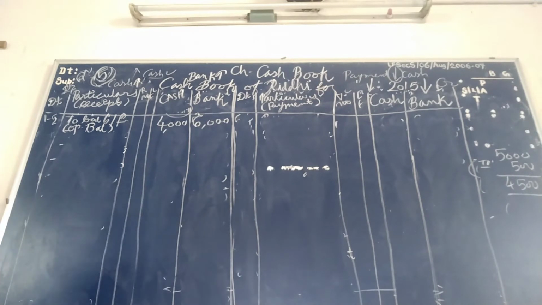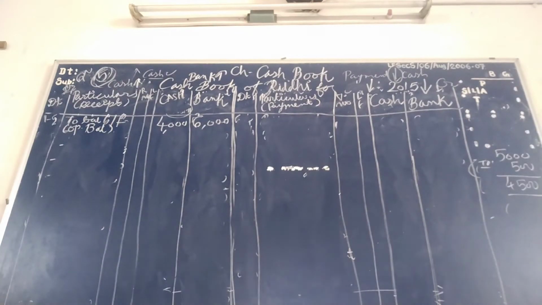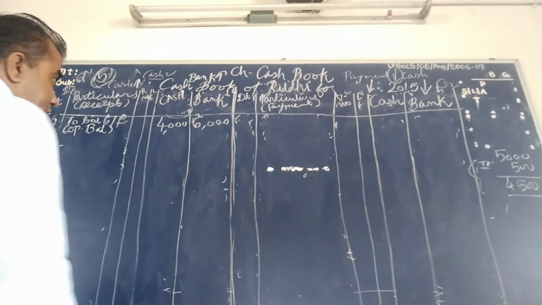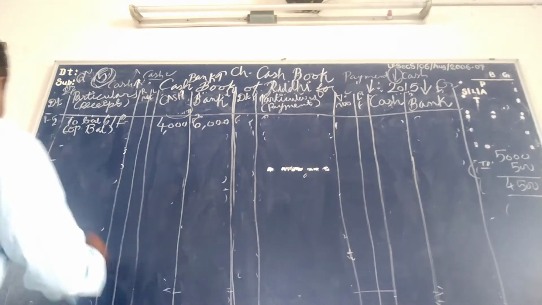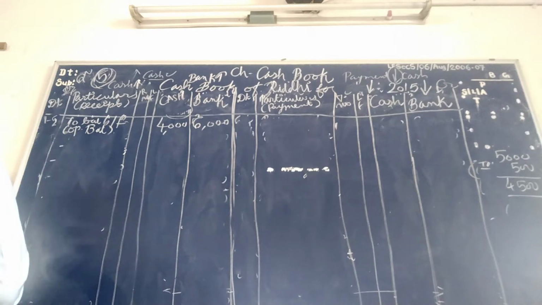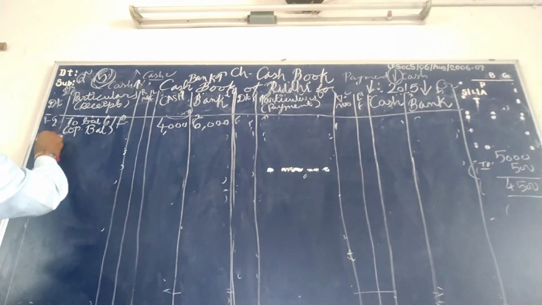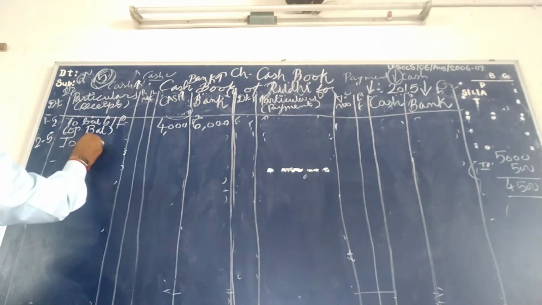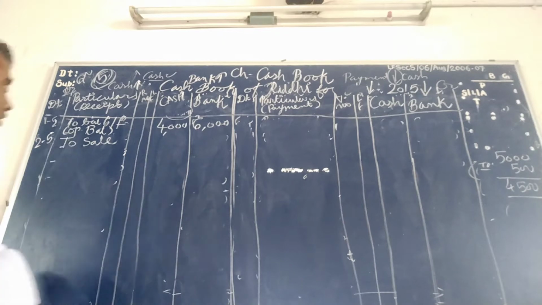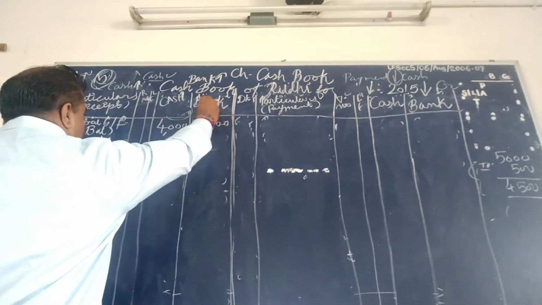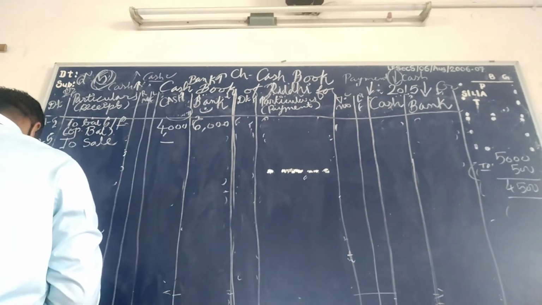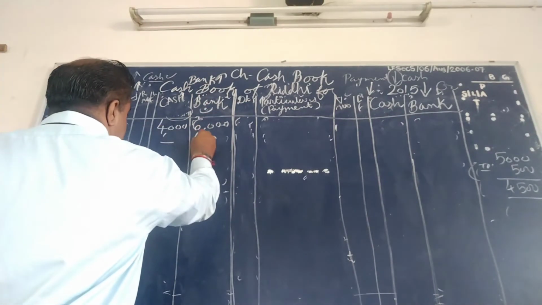The journal entry will be passed as Bank to Sales. We received the amount of sale, so we write here 2nd of May, to sales. Hence we received it in the form of cheque, so we write in the bank column 4,500.